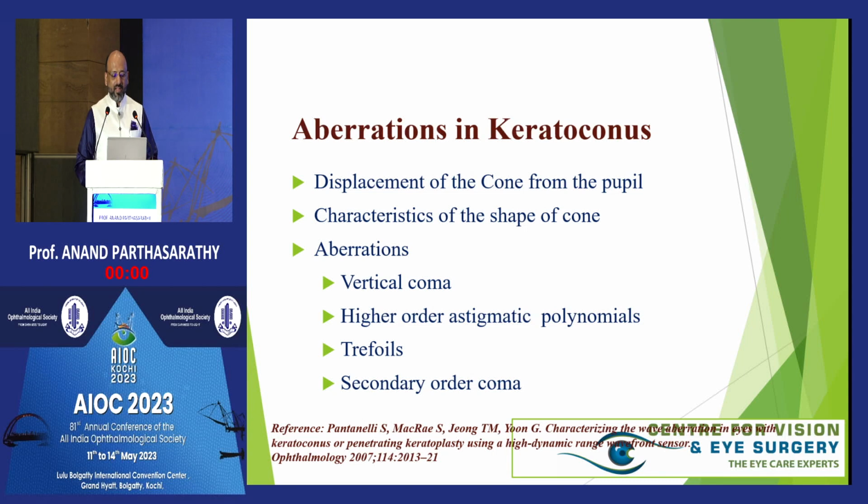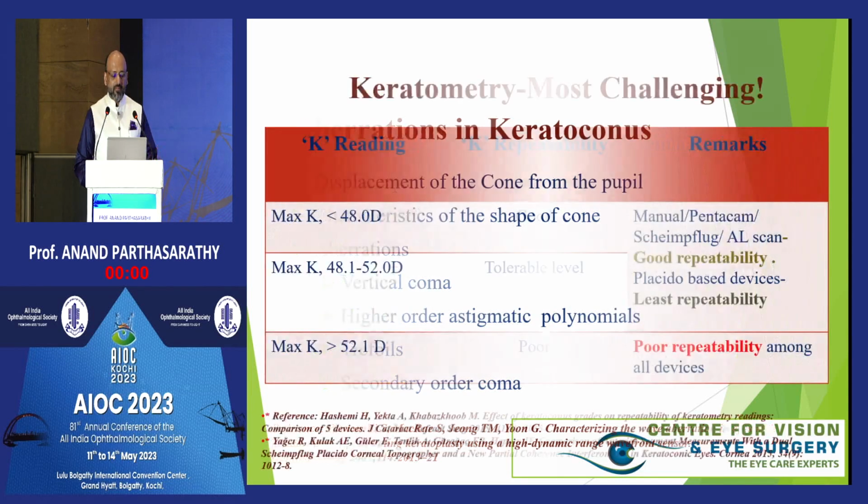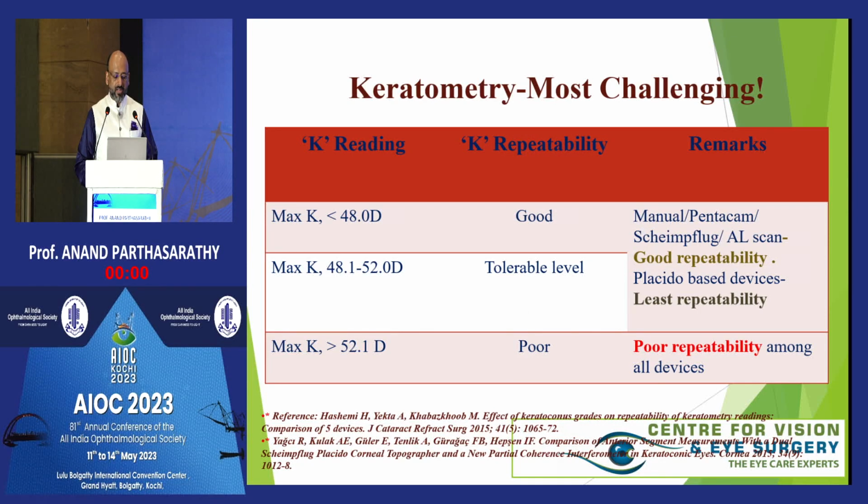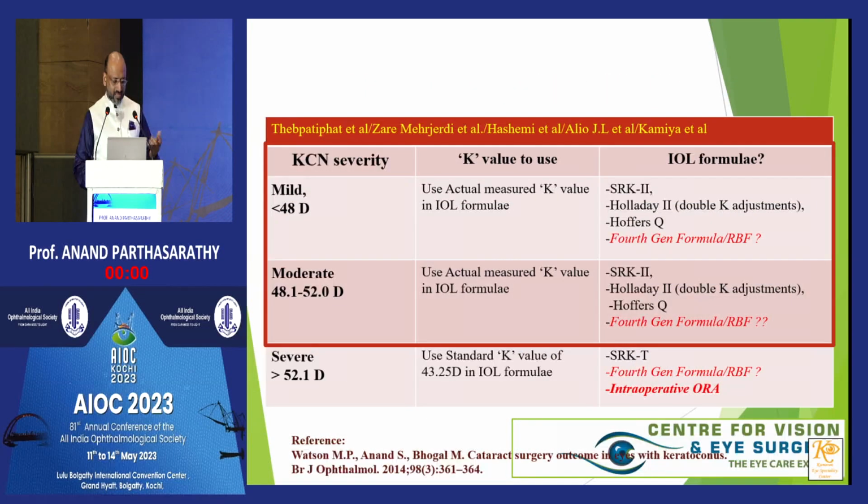Aberrations is something that we have done work on. I won't touch upon it, but broadly remember that they would have a bit of glare and halos even after surgery. And if you have grades of keratoconus, the tolerability in terms of repeatability and for all the imaging is good for mild to moderate. For the severe cases, Dr. Anand, can you summarize? Last tends to be worse.